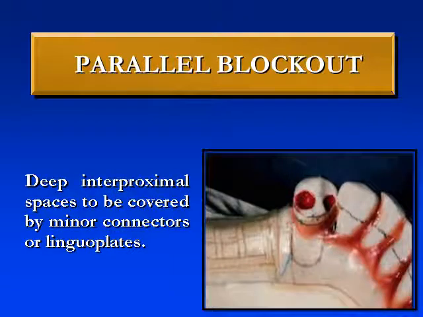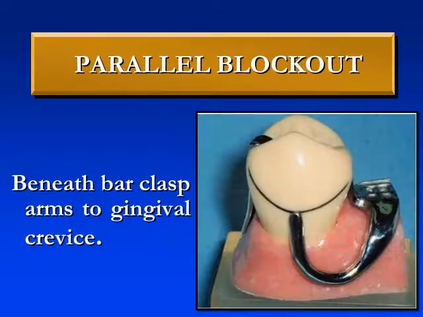Also, parallel blockout is used for the deep interproximal surfaces, as we see here, interproximal surfaces of the teeth to be covered by the minor connectors or by the linguoplate metal extensions. So all these surfaces should be blocked out by parallel blockout. Also, parallel blockout is used beneath the bar clasp arm of the gingival surfaces. So the area beneath the bar clasp to the gingival surfaces, which represents the area of the pathway of the bar clasp, should be blocked out by parallel blockout.